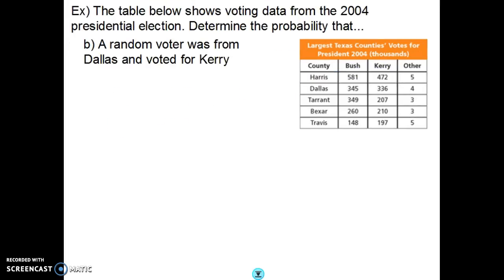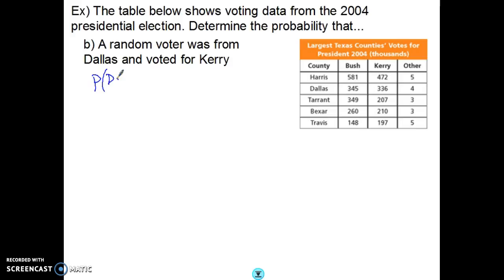For our second problem, we're going to do something a little more complicated, and there's actually a couple ways to think about this, so we'll look at both of them one right after the other. Now we're going to find the probability that a random voter was from Dallas and voted for Kerry. So that word given is gone. We can no longer just kind of box this off to a single section, which means this actually is either going to be dependent or independent events.